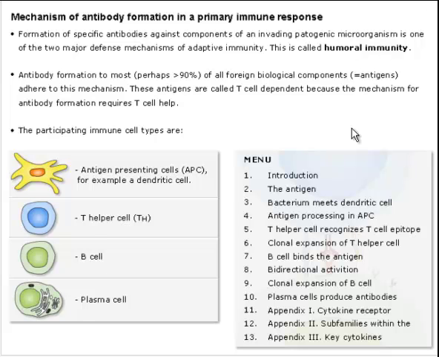So antibody formation to foreign compounds or foreign biological components, about 90% of these, which are the antigens then, adhere to this mechanism of formation or antibody response. So these antigens are called T cell dependent because the mechanism for antibody formation actually requires T cell help. So the participating immune cells that are required for this antibody response are going to be our antigen presenting cell.